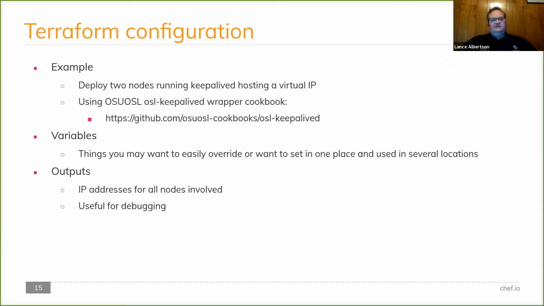So the variables are what you want to be able to easily override, or you want to set in one place and use in several locations. That's things like how you set the version of Chef Infra you want to have, or the version of the images that you want to use, and so forth. Outputs are usually just things like IP addresses for all the nodes involved, and that can get used internally with either scripts or with Terraform. It's also useful for debugging, so you can run a simple command and SSH into the nodes without having to look up the IP address.